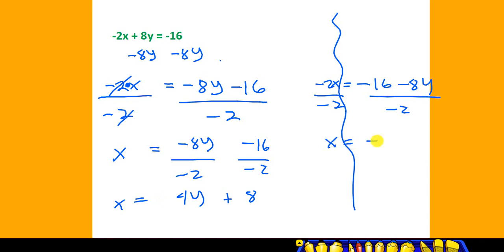X equals negative 16 over negative 2 minus 8y over negative 2. Again, you are going to get 8 here. This is positive 4y. Are they the same? Are they the same? 4y plus 8 and 8 plus 4y? They are the same. Okay.